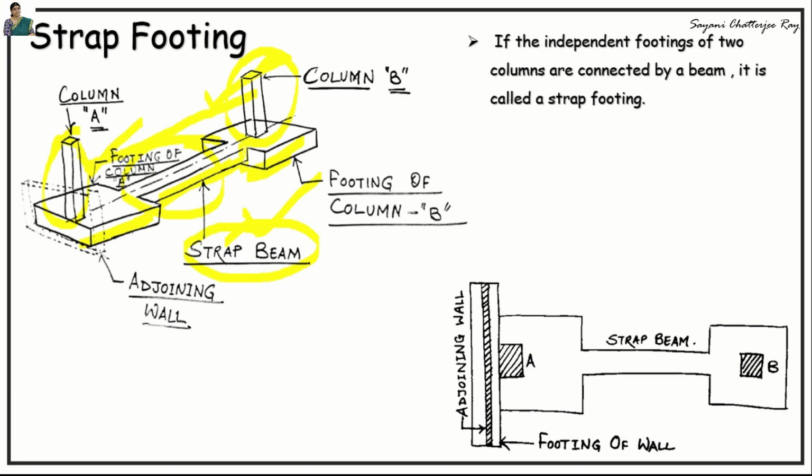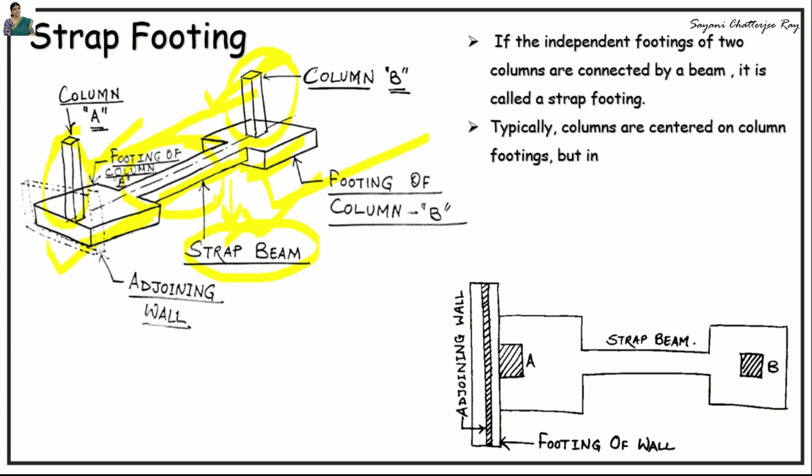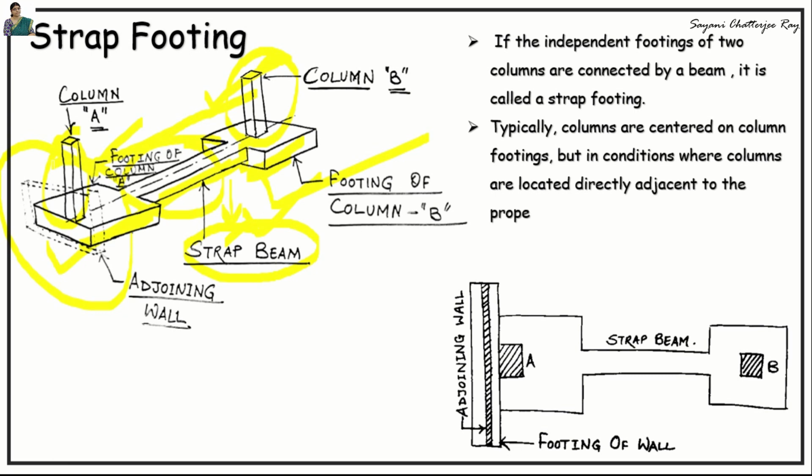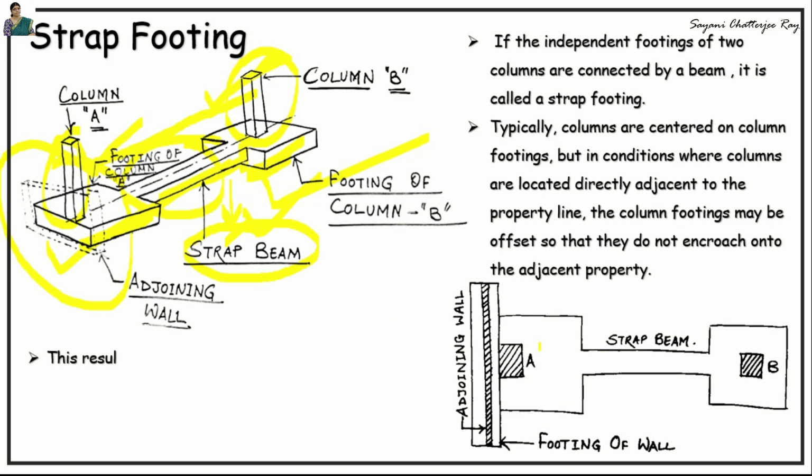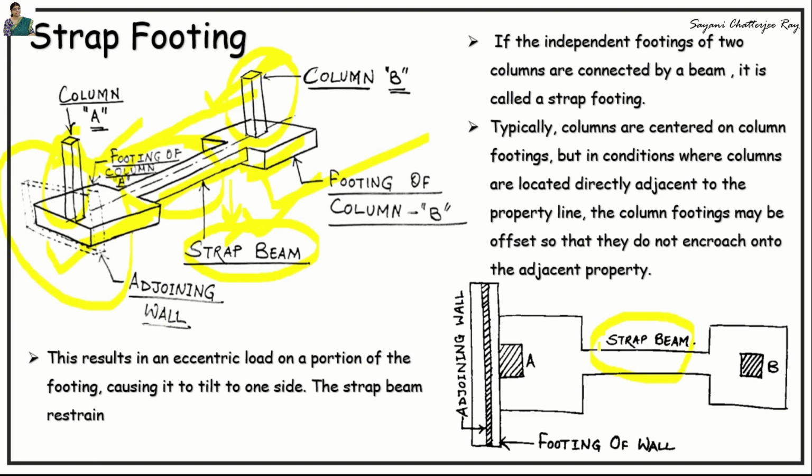This beam is not in direct contact with the soil. The strap, assumed to be infinitely stiff, serves to transfer the column loads onto the soil with equal and uniform soil pressure under both the footings. Generally, columns are supported on column footings, but in conditions where columns are located adjacent to the property line, in that case the column footings may be offset so that they do not encroach into the adjacent property. This results in an eccentric load on the portion of the footing, causing it to tilt on one of its sides. The strap beam restrains the tendency of the footing to overturn by connecting it to nearby footings.